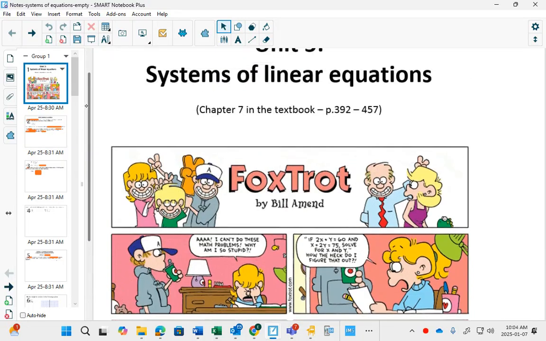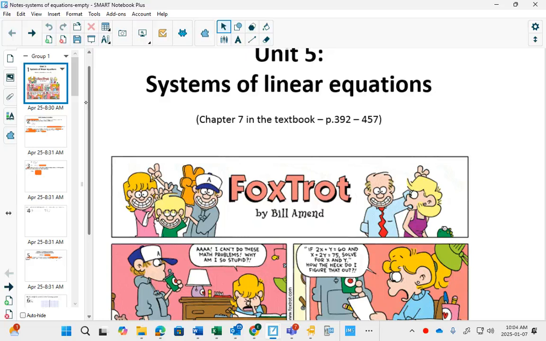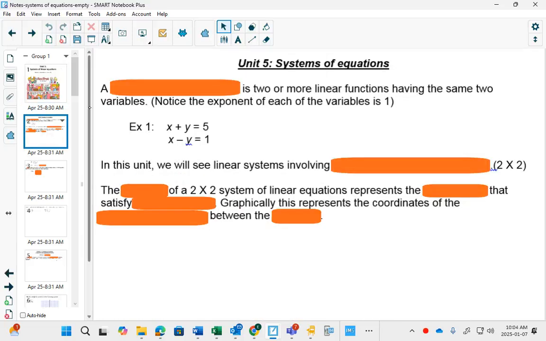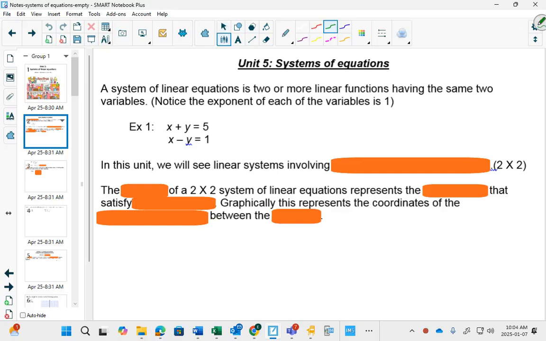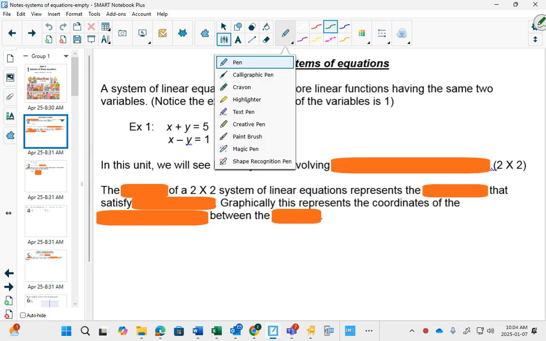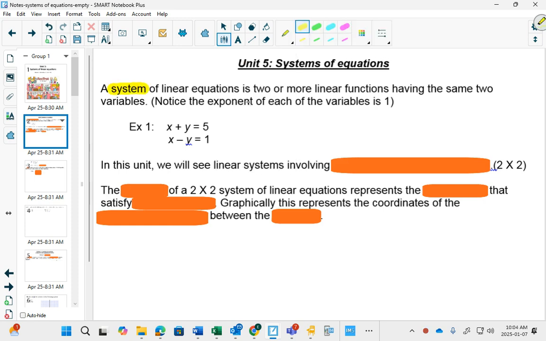So that is an example of a system of linear equations. In your notes, you've got a few things that you need to fill in as you're going along. So I will open up those boxes so that you can see them. I already talked about this idea that system means that you have two or more of something.